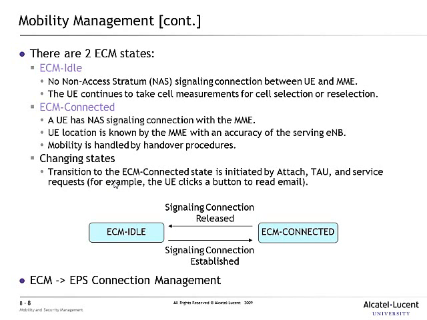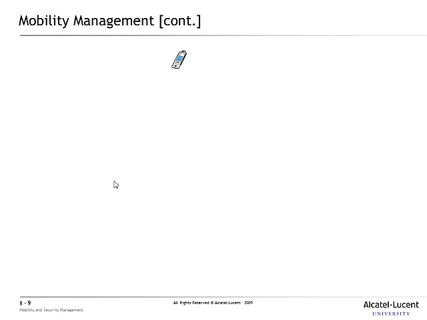Okay, and you stay in the ECM idle state until you maybe do a PDP context activation. If you have to do a PDP context activation, you've got to move into the ECM connected state. So the important thing to remember is that the NAS signaling bearer, the non-access stratum signaling connection between the UE and the MME, is only established when you go into the ECM connected state. Okay, so let's go on.